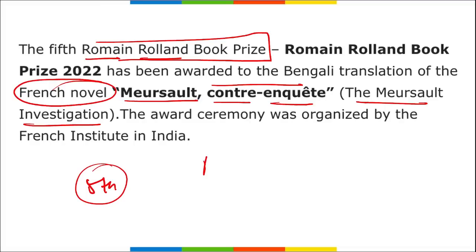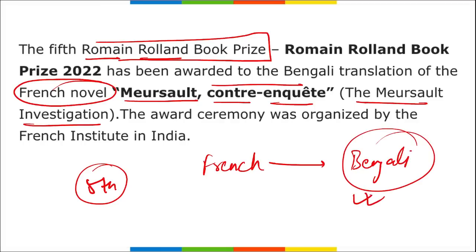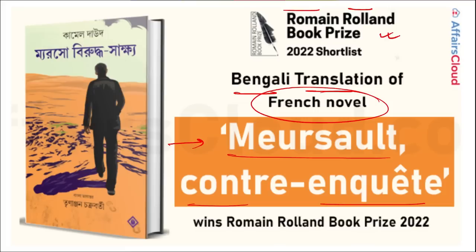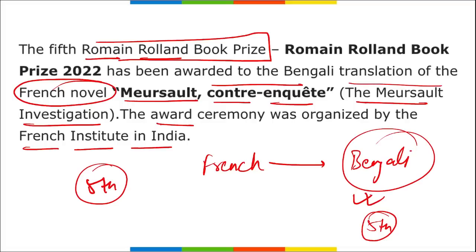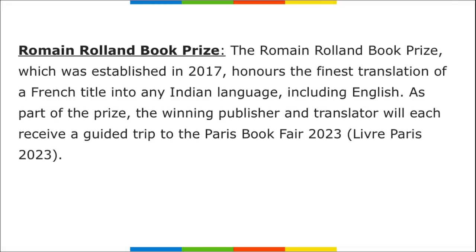This book was translated from French into Bengali, and this Bengali novel was awarded the Rolland Book Prize. That was the fifth edition of the prize. The award ceremony was organized by the French Institute in India. So, what is the name of the book awarded the Rolland Book Prize 2022? It was the Bengali translation of the French novel Meursault, contre-enquête, which in English stands for the Meursault Investigation.